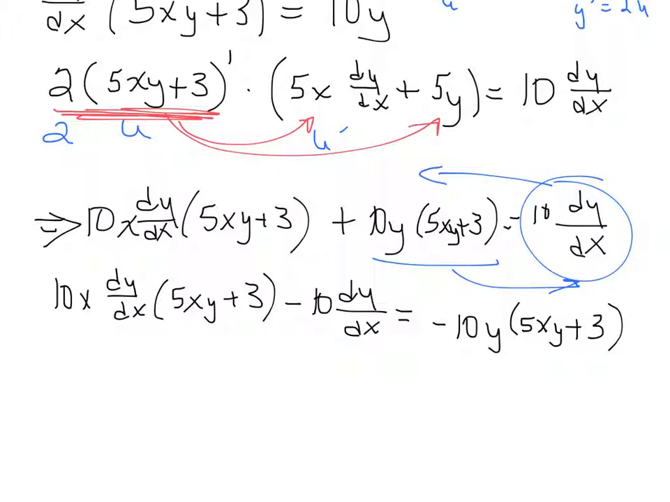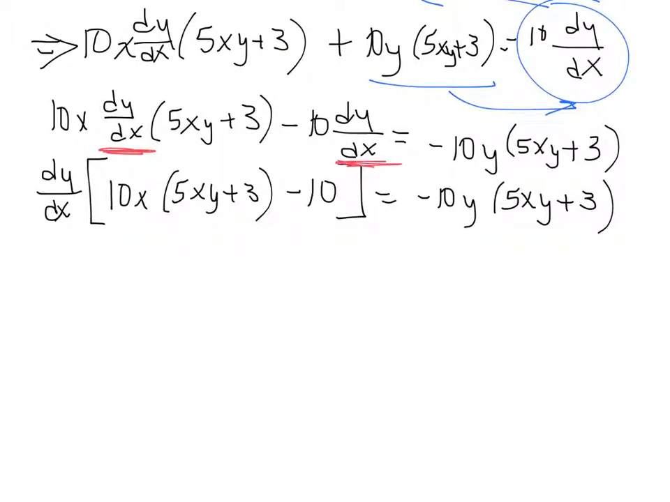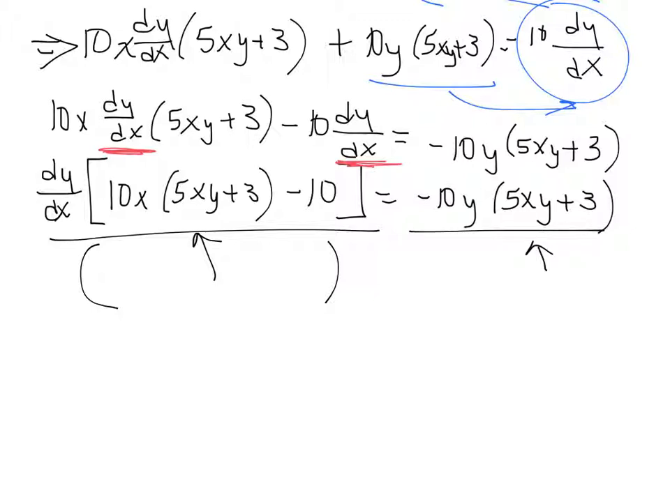So now I can factor out dy/dx. I end up with 10x(5xy + 3), I keep not wanting to write that y for some reason, minus 10 equals minus 10y times (5xy + 3). So all I did was factor out the dy/dx, that piece, because that's what I'm solving for. And so now I'm pretty much done. I just divide both sides by all that junk I don't feel like writing again.